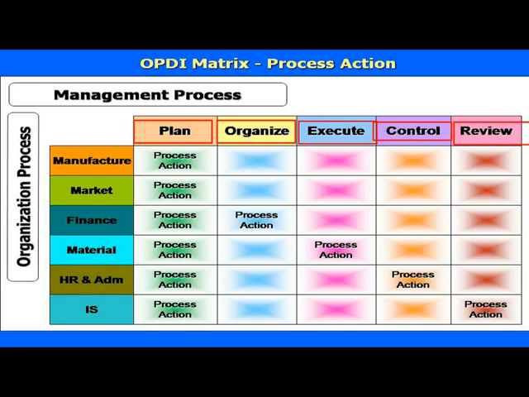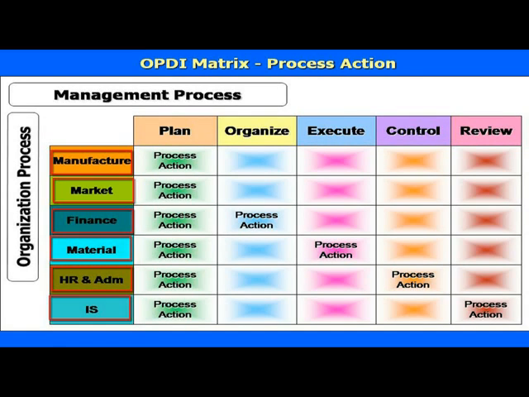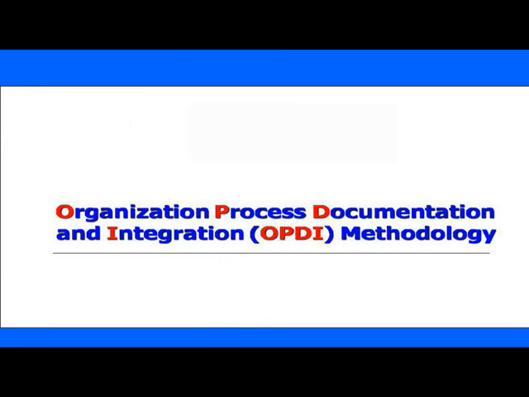Likewise, organizing process for manufacturing, executing process for manufacturing, control process for manufacturing, review process for manufacturing. Similarly, for marketing function, finance function, materials function, HR function, and information system function, taken over by various processes through various subjects, executed by various process actions. This is how process-based, as a prelude for functional and technology knowledge transformation, is created.